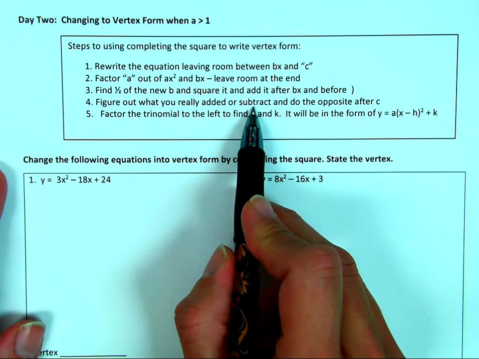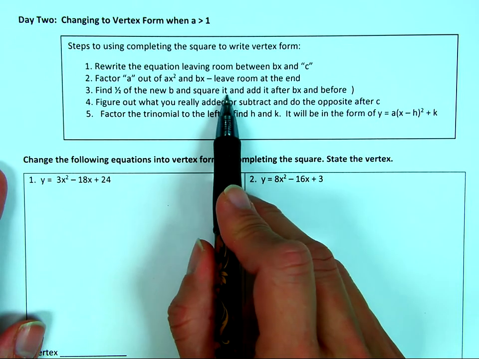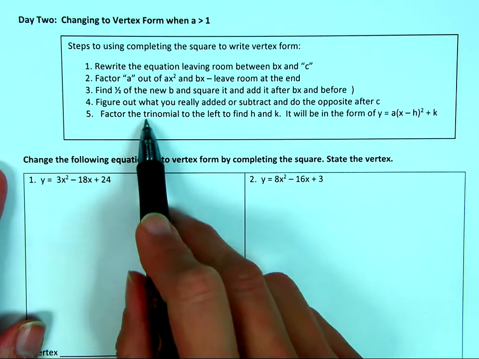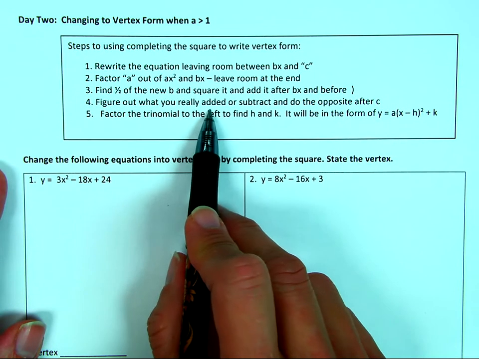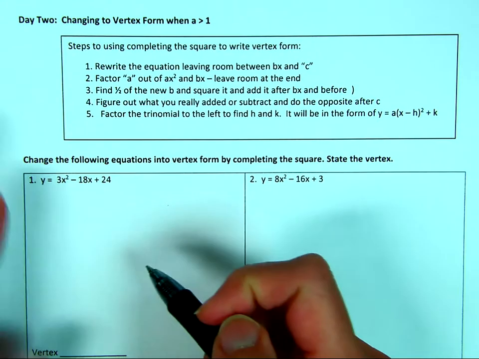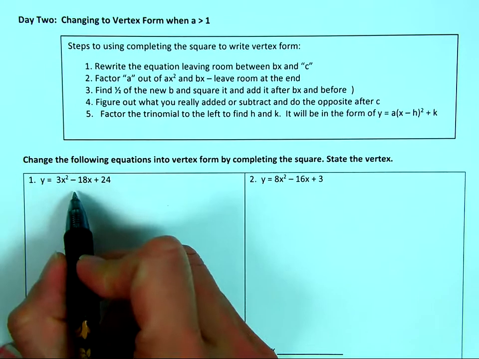I'll explain that in a minute, because just because you add it inside the parentheses doesn't mean you really added that number, because we factor out an a and we have to remember the distributive property. So we're going to figure out what we really added or subtracted and then do the opposite after c. Then we're going to factor like normal. Okay, so first off, we want to just rewrite it.